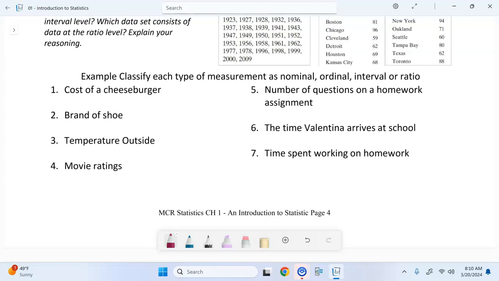All right? So we want to classify each type as nominal, ordinal, interval, or ratio. Cost of a cheeseburger.